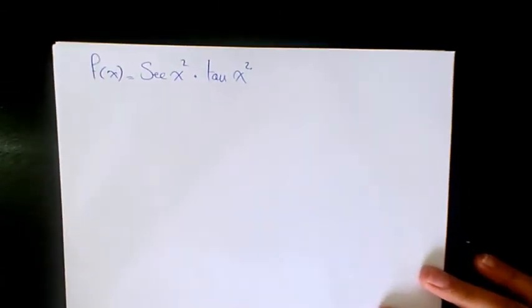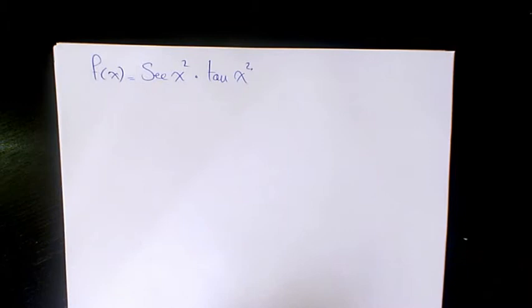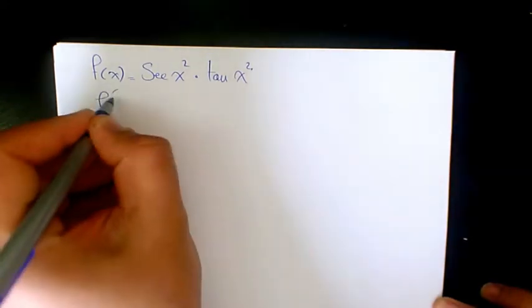Welcome to another video. In this video I want to show you how to find the derivative of secant x squared times tan x squared. We need to find f prime x.